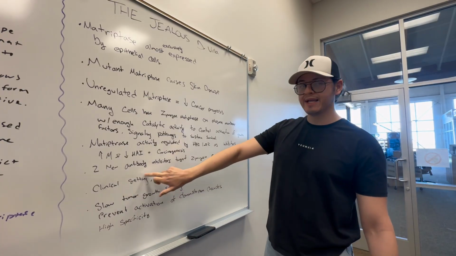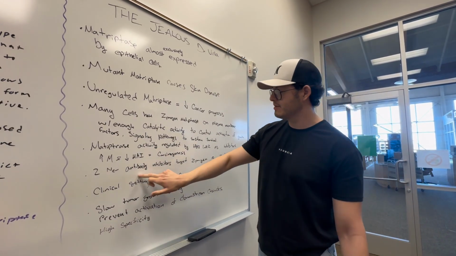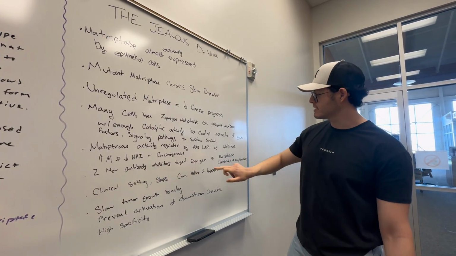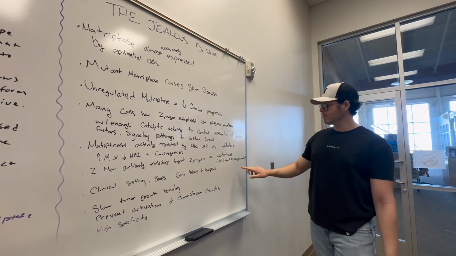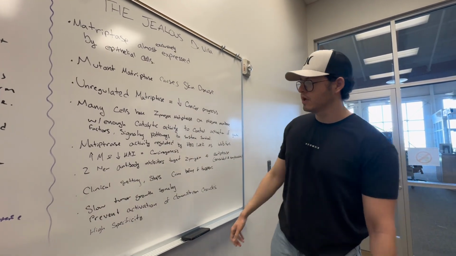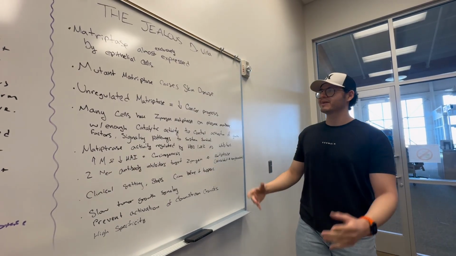They developed an antibody inhibitor that targets not only the matriptase, but also the zymogen and the matriptase, either glycosylated or non-glycosylated. So this is kind of hard to understand, right? Because it's very complicated.